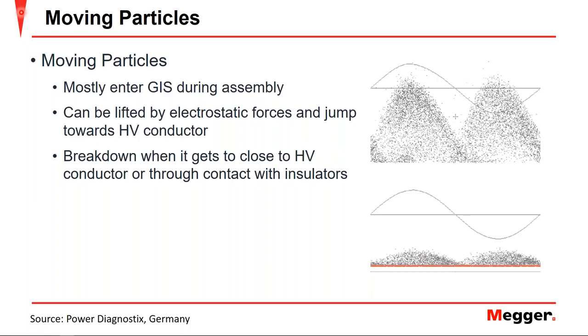And these can be lifted by the electrostatic forces and can actually jump towards the conductor, hence the word moving or hopping particle. And breakdown can occur whenever those particles get close to the HV conductor, the high voltage conductor, or through contact of the insulators. And these are known by these predominant humps here, where you can see a lower magnitude down here and a higher magnitude here, right on the peak of the applied voltage. So again, just an example of a common defect within GIS. And this is the phase resolved partial discharge pattern that would come of it.